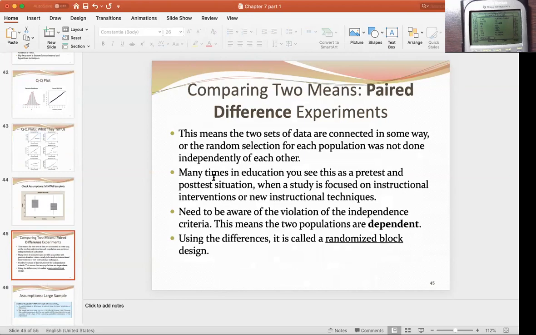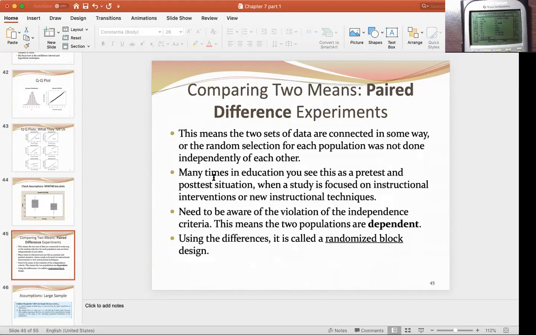Okay, a paired difference experiment means that the two sets of data, so we're in this two sets of data realm, are connected in some way, or the random selection for each population was not done independently of each other. So there was a question earlier by a student here about whether something was paired or not. And I had originally said that it was not paired because you were talking about two different people. They were twins. But the more that I thought about it, and this student asked me again about it, I thought, well, it might be paired because the twins are not selected independently of each other. They're selected because they are each other's twins. And so in that sense, there is some pairing going on.